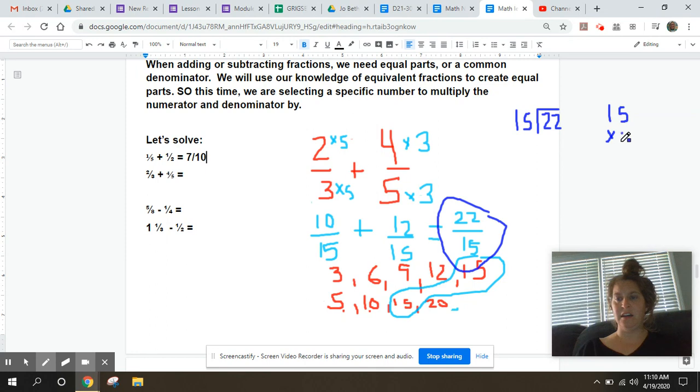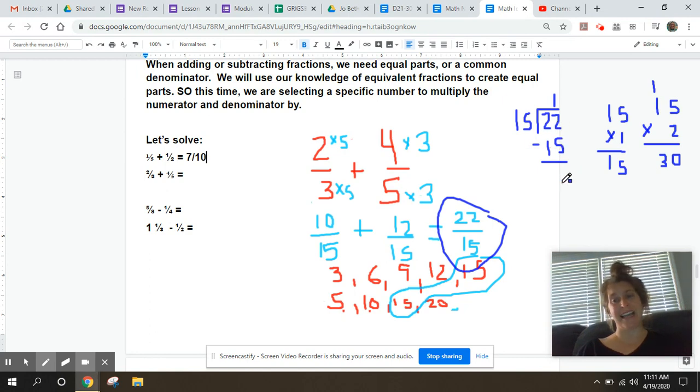15 times 1, we already know is 15. If we try 15 times 2, if I double 15, 2 times 5 is 10, and 2 times 1 is 2, plus 1 is 3, so that's 30, and we actually go over 22. So it's going to be 1, and we're going to subtract. 22 minus 15, 2 minus 5 is negative 3. That's not what we're looking for here. You're not in that math world yet. We need to borrow. Borrow 1, give 10. So we have 12 minus 5 is 7, and 1 minus 1 is 0. We have 1 remainder 7.